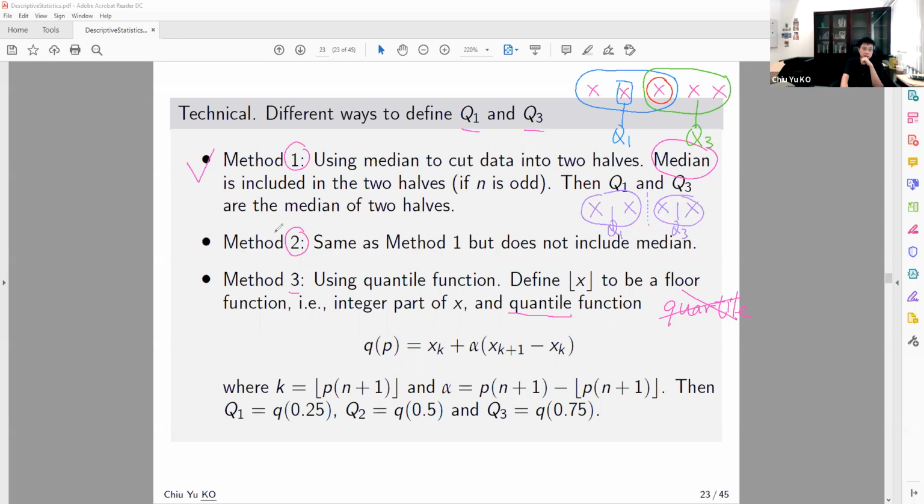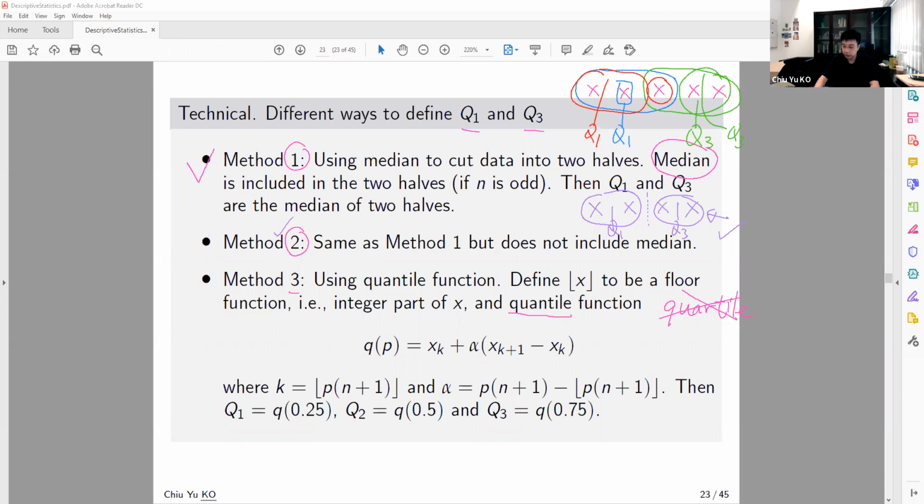And for method 2, okay? Method 2 is the same when you have an even number of observations, so the same thing, okay? So what's the difference? It is this guy, okay? In this case, with method 2, we said, oh, the median is here, okay? But we shouldn't include the median. So that means this will be the part used to calculate Q1. So it will be here, Q1, okay? And Q3 is calculated here, okay? The median will be excluded from the 2 halves. Is that okay?